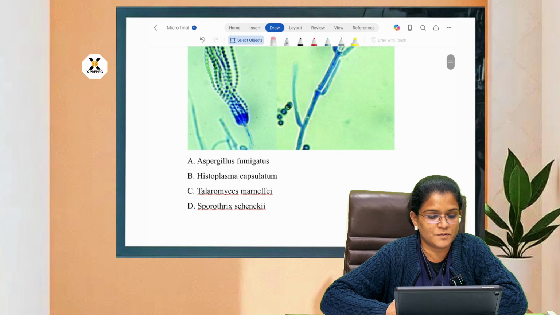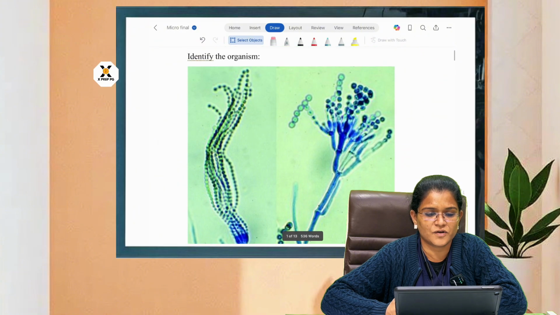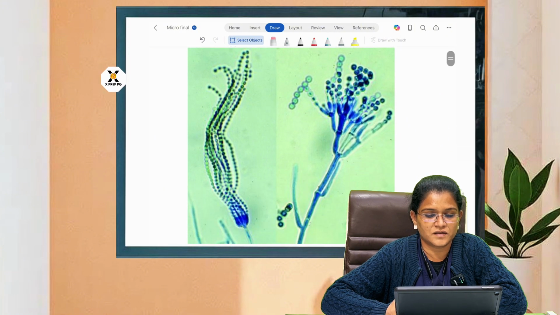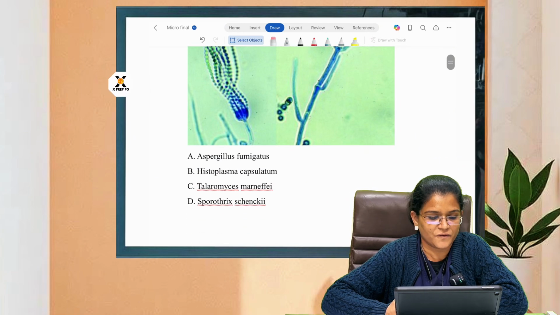Now the name of the Penicillium has changed to Talaromyces marneffei. Earlier it was Penicillium marneffei, and that is one of the most common fungi found in HIV and AIDS persons. So the appearance is very typical, and it is one of the most commonly found dimorphic fungi.